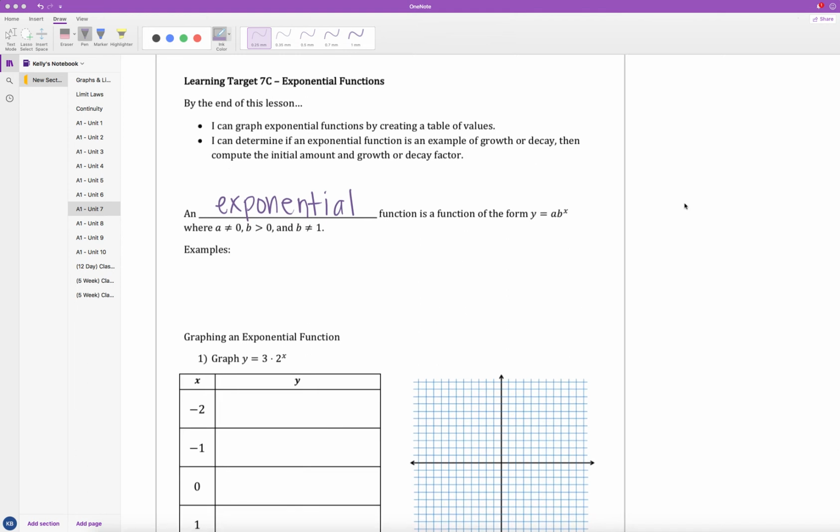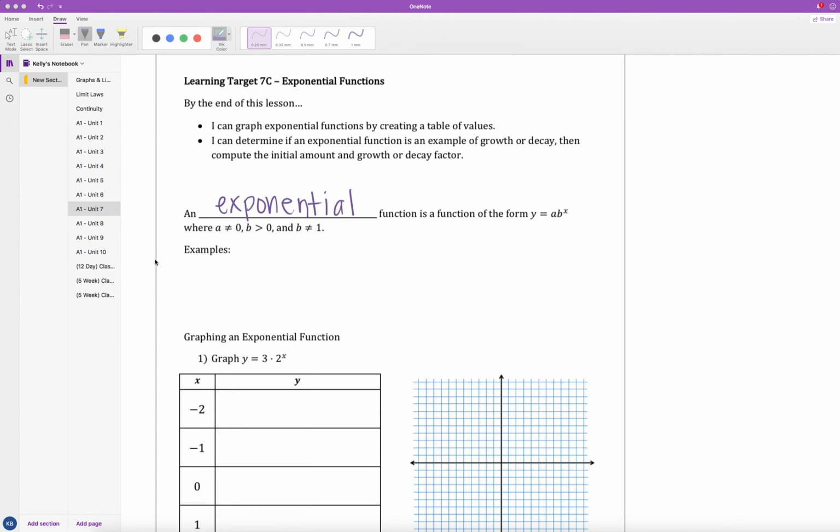To our last section in Unit 7. This is Learning Target 7C, Exponential Functions. By the end of this lesson, you will be able to graph exponential functions by creating a table of values and plotting the points. You will also be able to determine if an exponential function is an example of a growth or decay function, and then compute the initial amount and the growth or decay factor.